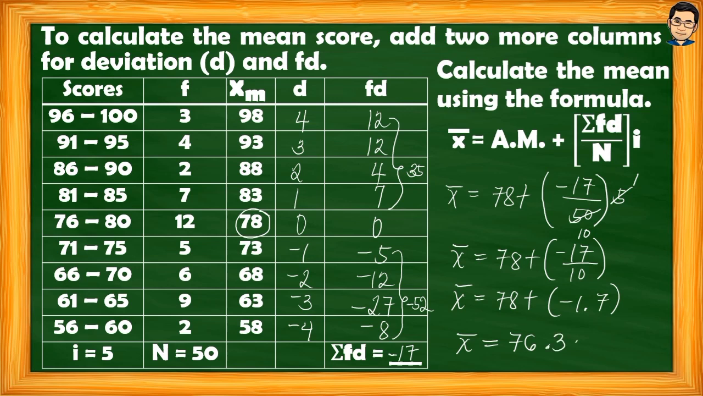So, as you can see, alinmang method ang ginamit natin or gagamitin natin, ipoprovide niya yung parehong sagot. So, dun sa direct method, yung first method natin, our answer is 76.3. Using assumed mean method, we also got 76.3. So, we have median of group data.